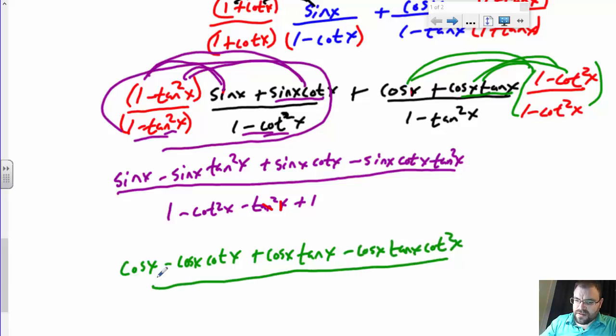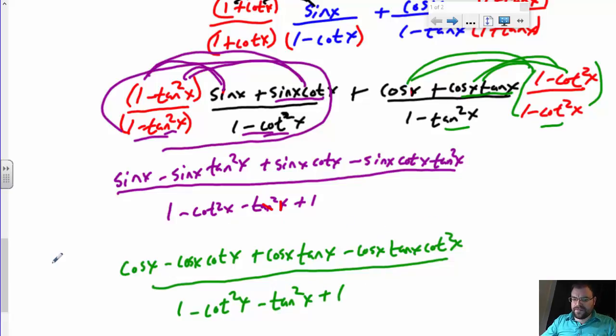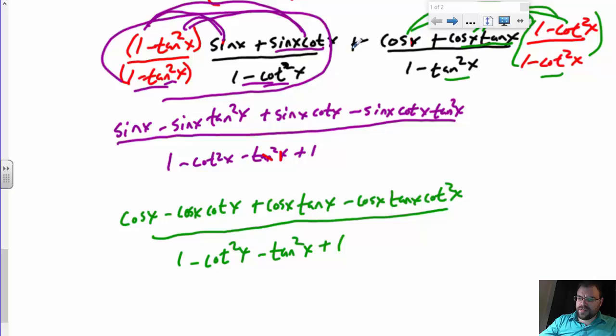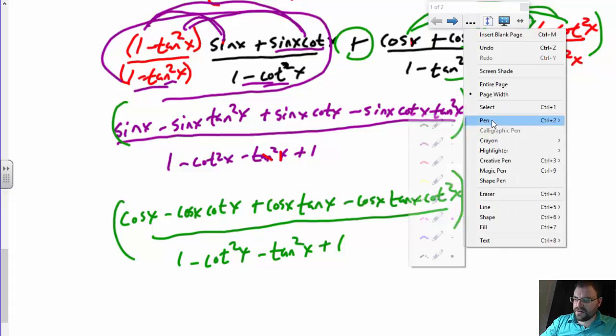All of this over the same thing. I have this and this. It's going to give me the same denominator as the one I just had from here and here. It's the same multiplication. So it's 1 minus cotangent squared x, I'm just copying this bottom here, minus tangent squared x plus 1. Okay. And remember, what I'm doing with both of these is I'm adding them together. I'm adding this whole thing right here to this whole thing right here. But now I have a common denominator, so I can add stuff pretty much. So let's see what we can get out of here.